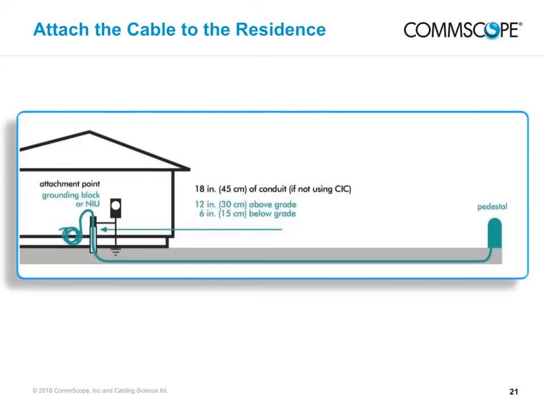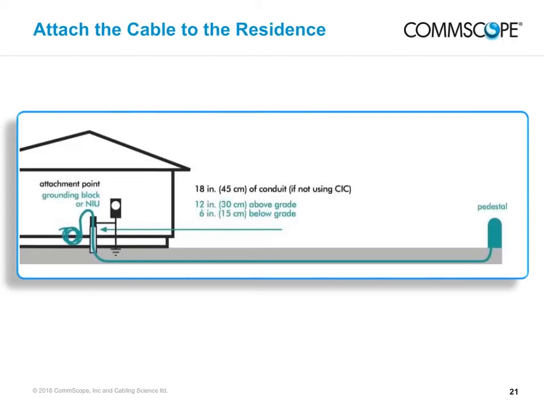If you are not using CIC, use an 18-inch or 45-centimeter piece of HDPE or PVC conduit to protect the cable where it exits the earth. Place the conduit over the cable and run it down to the trench. Secure the conduit to the wall with U-clamps so that 6 inches or 15 centimeters of cable is below grade and 12 inches or 30 centimeters is above grade. Seal the end of the conduit with either a waterproof expanding foam or with a duct cap.